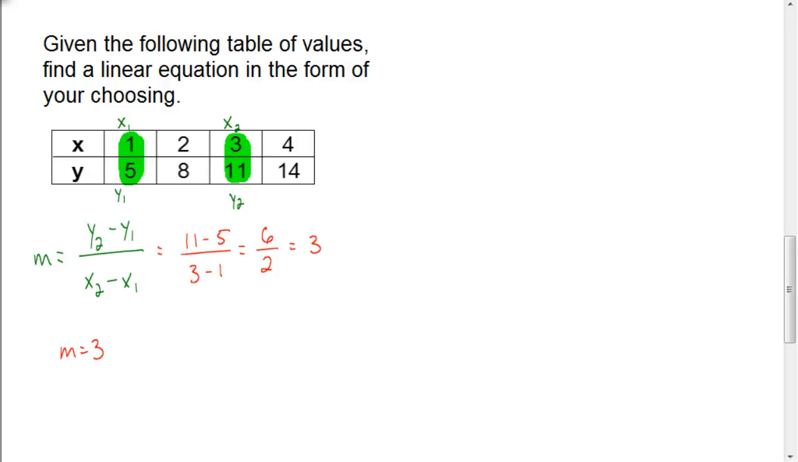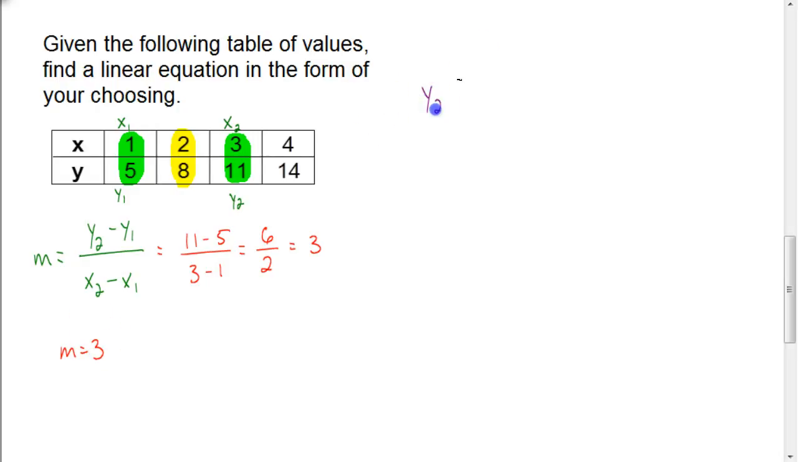Now, I don't know what the y-intercept is, so I can't use the slope-intercept form. But I can pick one of the other points here and put it into the point-slope form. It doesn't matter which point I use. Let's use the 2 and the 8 this time. I could have used the 1 and the 5 again, the 3 and 11 again, or the 4 and the 14. Again, it does not matter which coordinate you use, as long as we use our slope of 3.